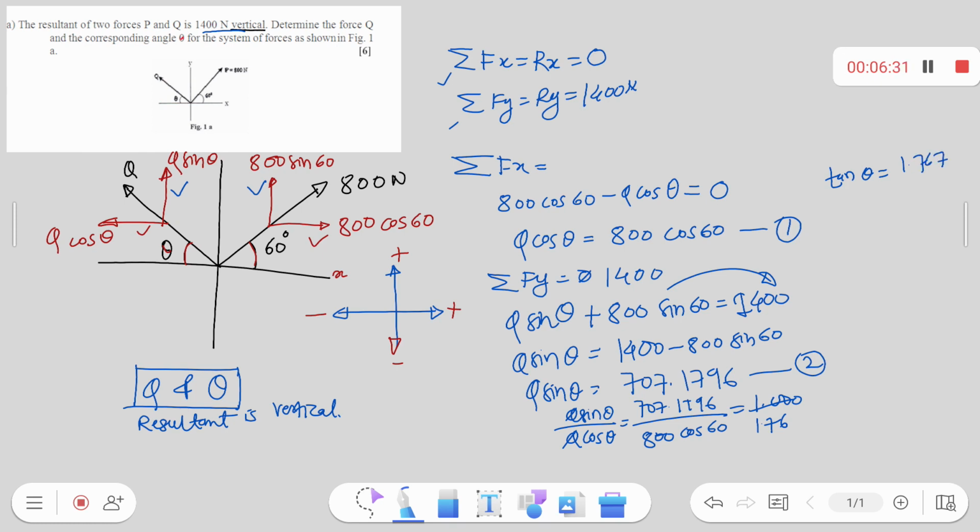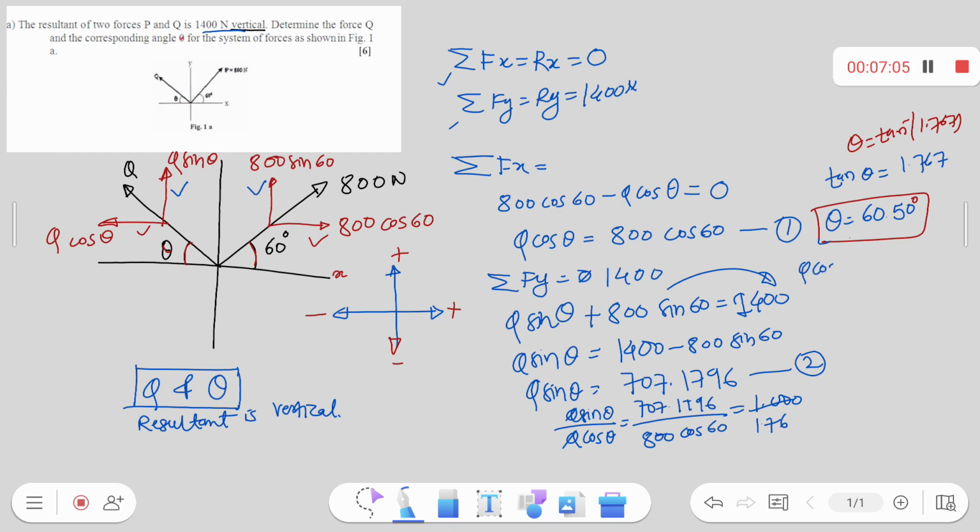Take the inverse of this 1.767: shift, tan inverse in the calculator. The answer is theta equals 60.506. If I want to find theta, I need to take tan inverse, shift tan inverse in the calculator. I got this value of theta in degrees. Once I have the value, I can easily find Q. Now put this value of theta in equation 1.